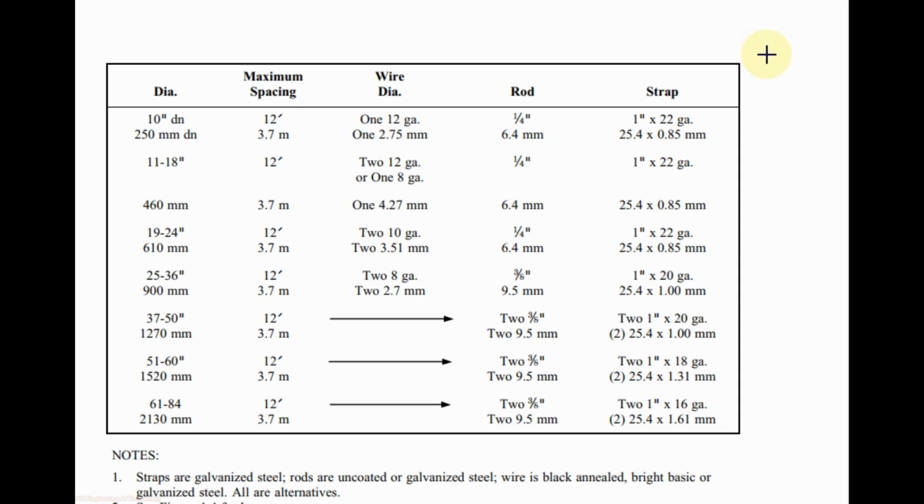To select the hanger for round duct we use this table. For a round duct up to diameter 250 millimeter with a spacing of 12 feet or 3.7 meter, we can use a rod of 6.4 millimeter or a strap of 25.4 millimeter with a thickness 0.85 millimeter. Similarly, for a round duct of diameter up to 460, we can use the same diameter of rod and same strap. For round duct up to 610 millimeter diameter, also we can use the same rod and strap, 25.4 millimeter with a thickness of 0.85 millimeter.